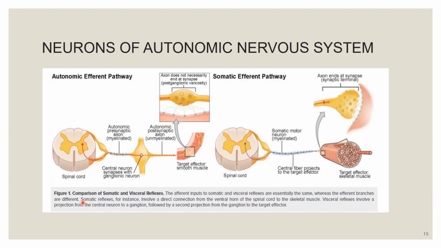So see here, comparison of somatic and visceral reflexes. The afferent inputs to somatic and visceral reflexes are the same, whereas the efferent branches are different. Somatic reflexes involve a direct connection from the ventral horn of the spinal cord to the skeletal muscle. Visceral reflexes involve a projection from the central neuron, the intermediolateral horn, to a ganglion, followed by a second projection from the ganglion to the target effector.